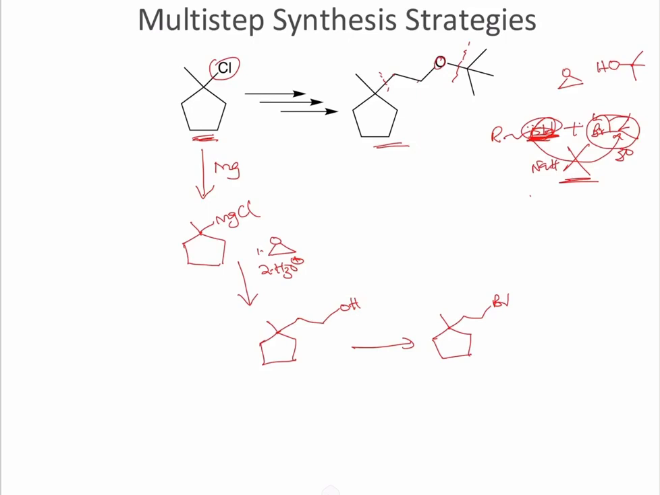And then we need the tert-butanol in the presence of sodium hydride. That's going to give us tert-butoxide. And that's the one that's going to be able to attack and kick out the bromide group. And then we end up with the product.